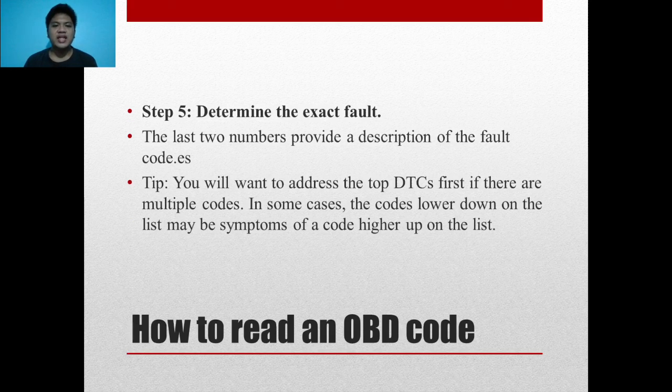Step 5. Determine the exact fault. The last 2 numbers provide a description of the fault code. Tips. You will want to address the top DTCs first if there are multiple codes in some cases. The codes lower down on the list may be symptoms of a code higher up on the list.